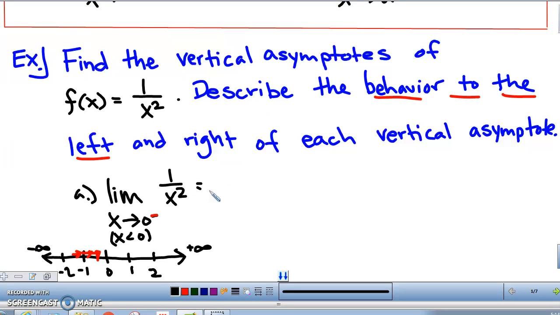Okay, so we know that when we do direct substitution here, we get 1 over 0 squared, which is 1 over 0. Vertical asymptote, this is undefined. Okay, so what I'm going to do is, I know that we have a vertical asymptote because my result was 1 over 0, but now I want to know, is this going to positive infinity or negative infinity? So you would pick a test value that's slightly to the left of 0. So for example, negative 1/2.